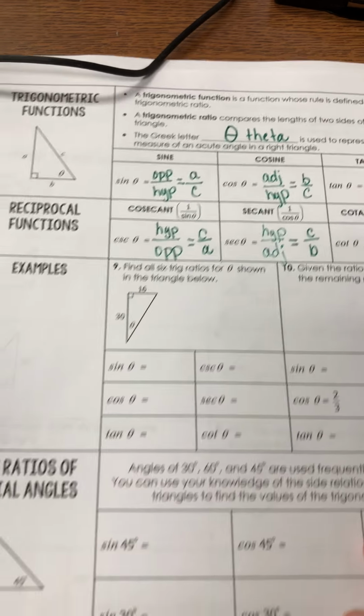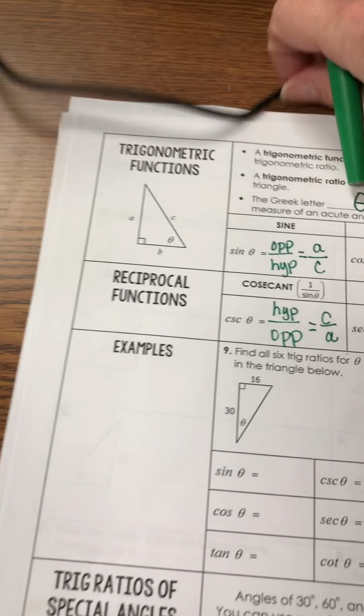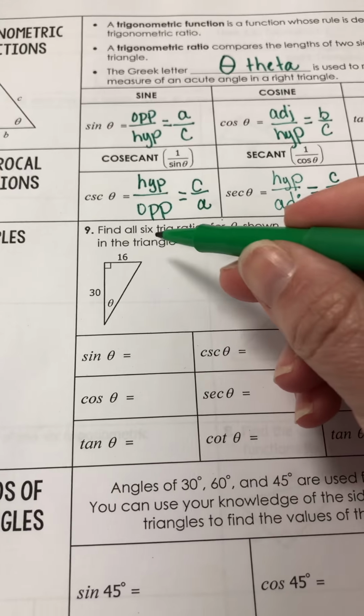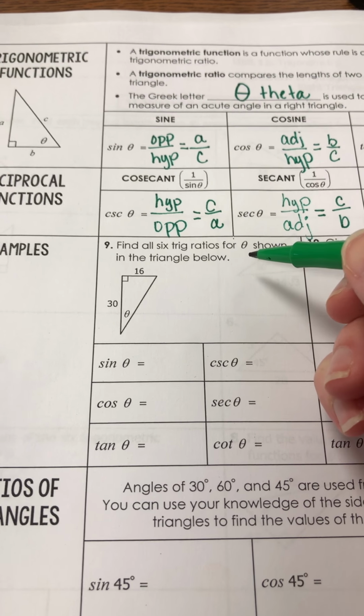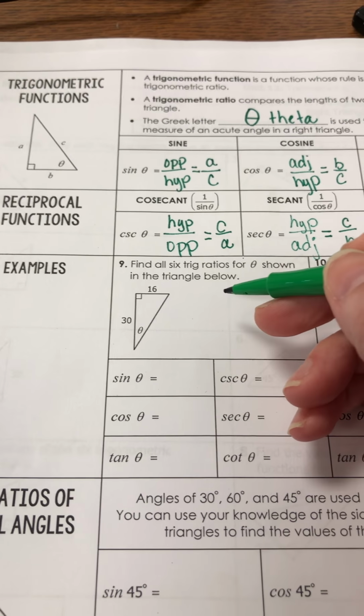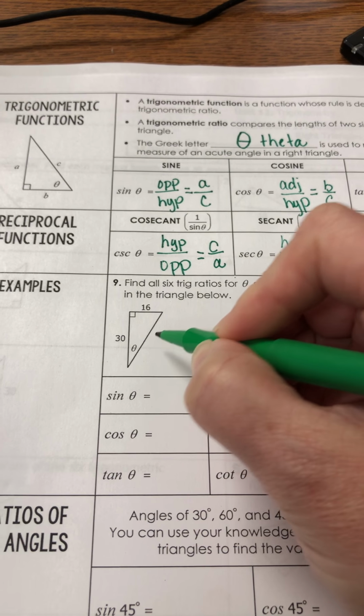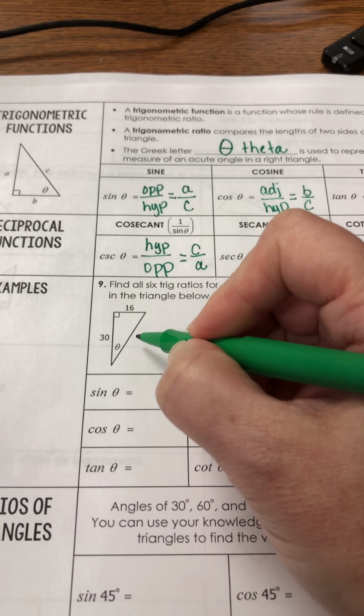Okay, so let's actually apply this information. Example number 1, we have: find all 6 trig ratios for theta shown in the triangle below. Well, if you look, here's theta. We have an opposite, we have an adjacent, but what are we missing? We're missing a hypotenuse. So if we're missing the hypotenuse, it needs to be found.